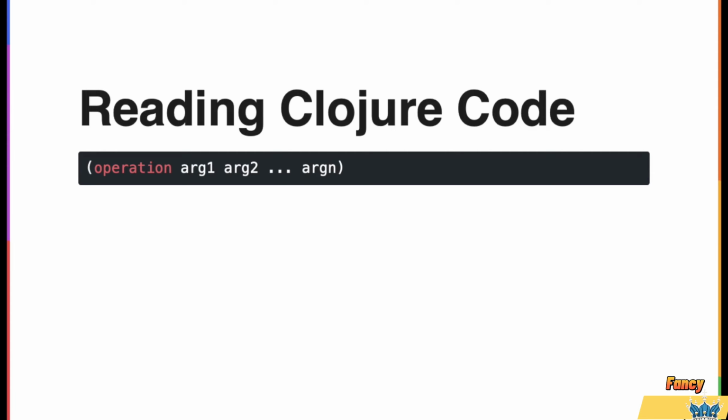The first element of the list is the function or the operation that you want to execute, and all other elements are the arguments to this operation. This operation can be a function, this operation can be a macro, or this operation can be something else that we will see later. All you need to remember is that the first element of the list is the operation and all other elements are arguments to that operation.